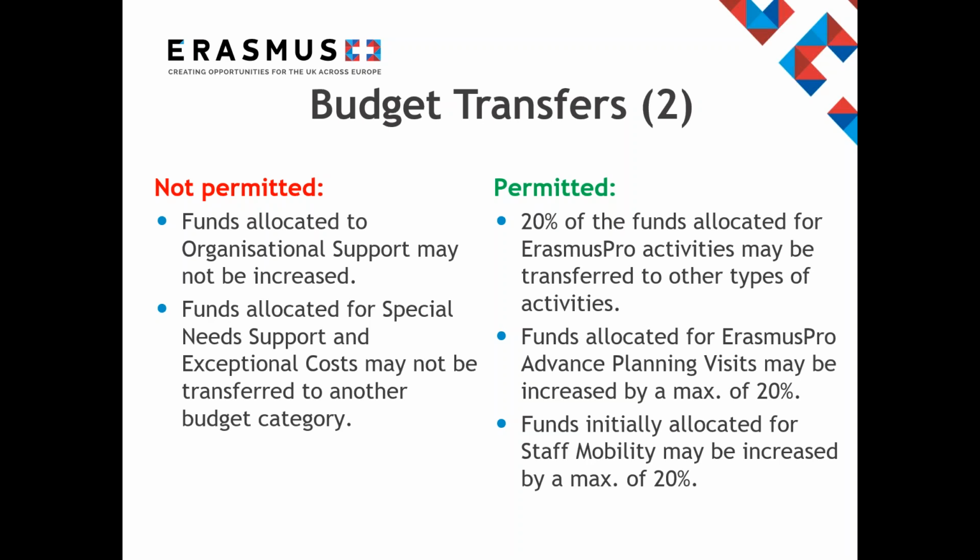Some permitted changes are that, for instance, 20% of the funds allocated for Erasmus Pro activities can be transferred to any other type of activity. Funds allocated for Erasmus Pro advanced planning visits can be increased by a maximum of 20%. Funds initially allocated for staff mobility can be increased by a max of 20%. These are some examples of changes that you can do within a budget transfer. Moving on to the next slide.